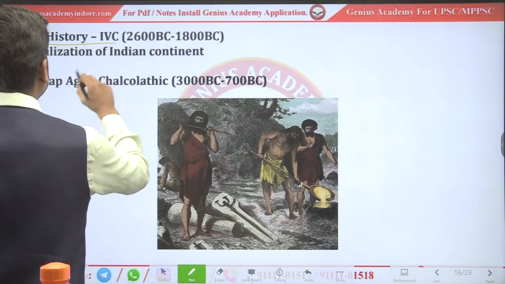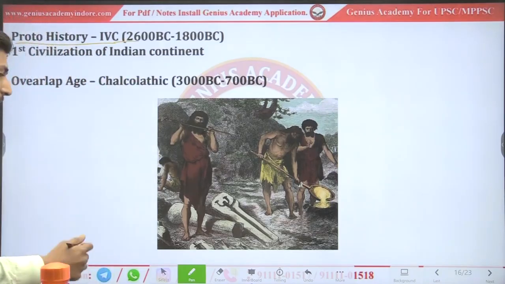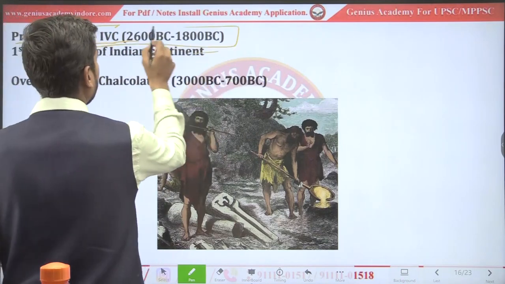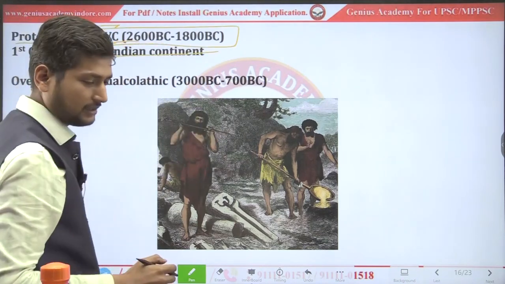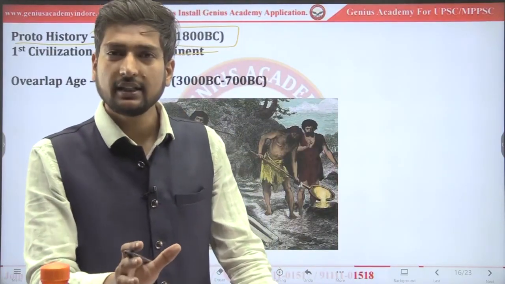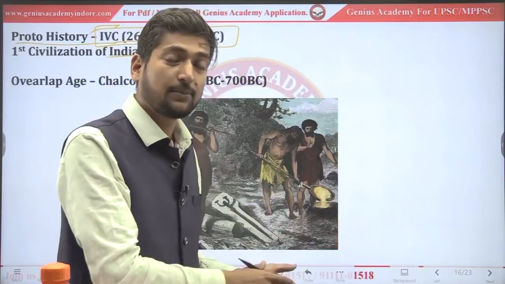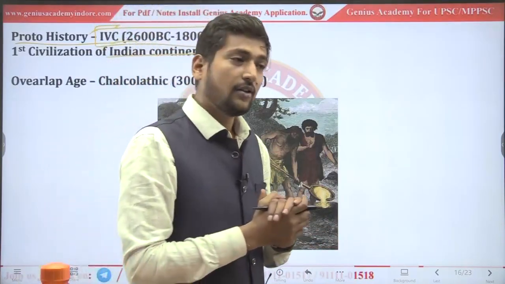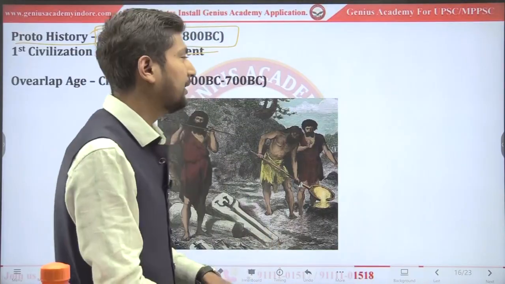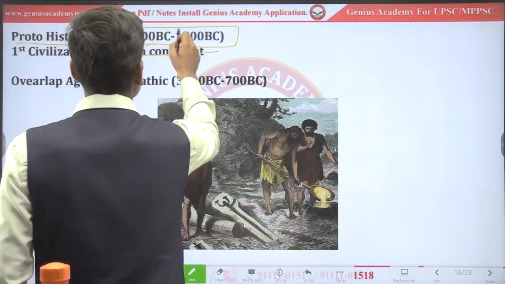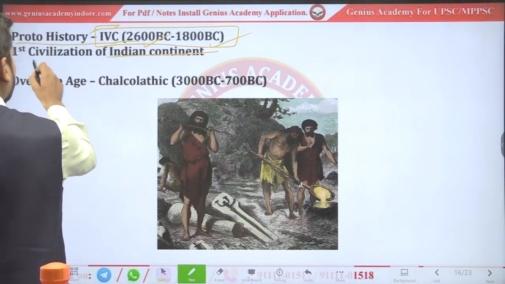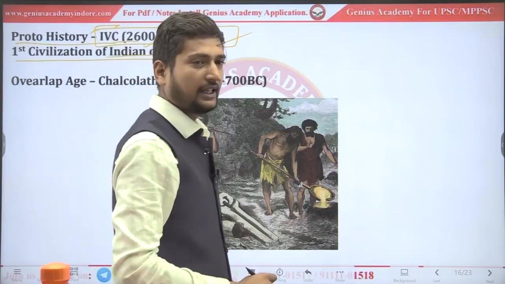Let's see the second phase, that is proto-history. About proto-history, we already saw we have only one civilization about which we have a script but can't decipher it, so it comes under proto-history: the Indus Valley civilization. Its time period is 2600 to 1800 BC. And it is the first civilization of the Indian continent.